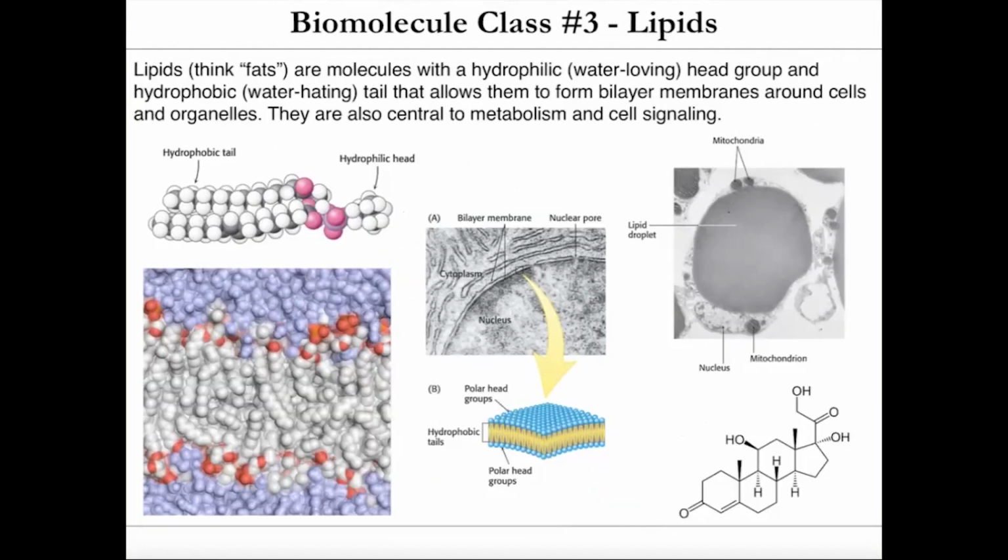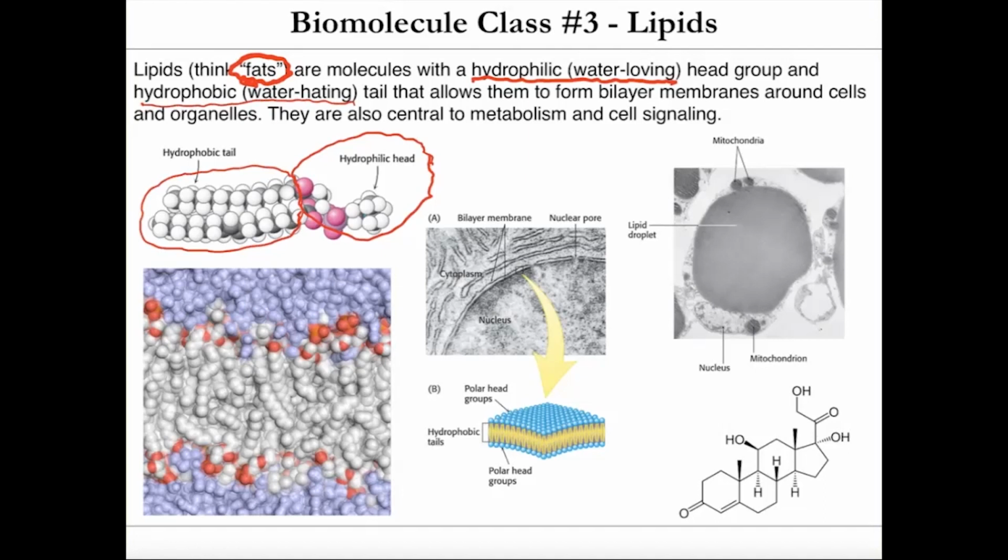The third class of biomolecules are lipids. So lipids, if you're thinking lipids, you could basically think fats, although it's a bit more complicated than that. So these are molecules with a specific characteristic in that they have a hydrophilic or water-loving region or head group. So here is a lipid molecule here. It's got this hydrophilic head group that's going to interact with water, and they have a hydrophobic or water-hating tail. So they're amphipathic, like amphibian. So one side is water-loving, one side is water-fearing.